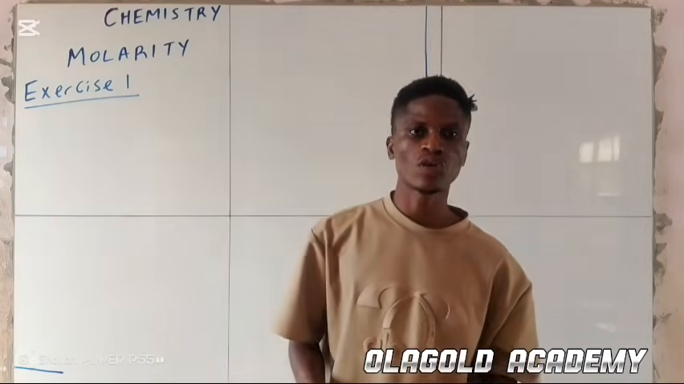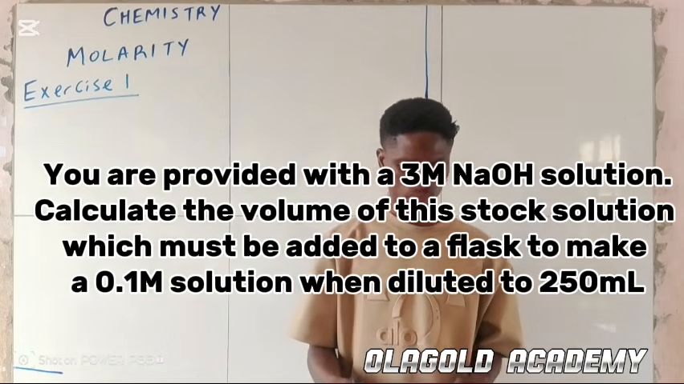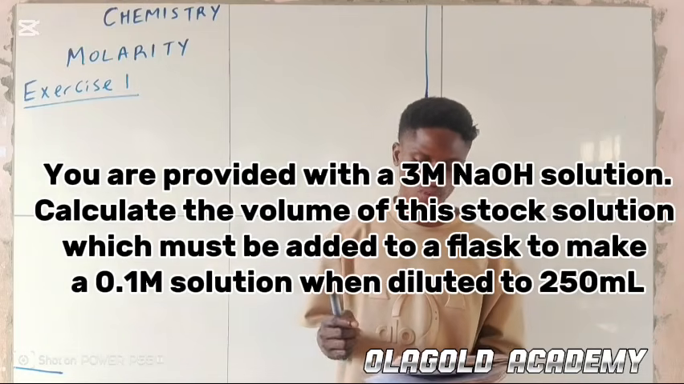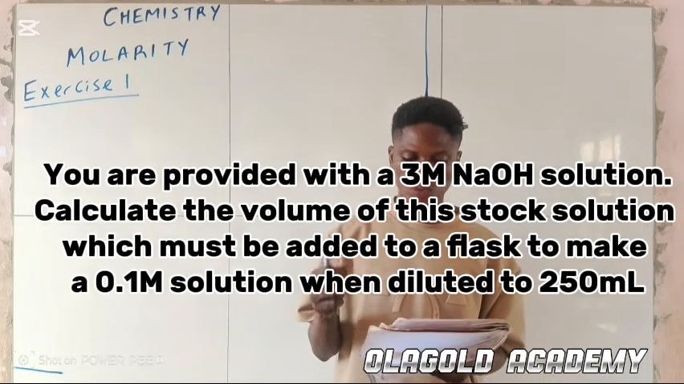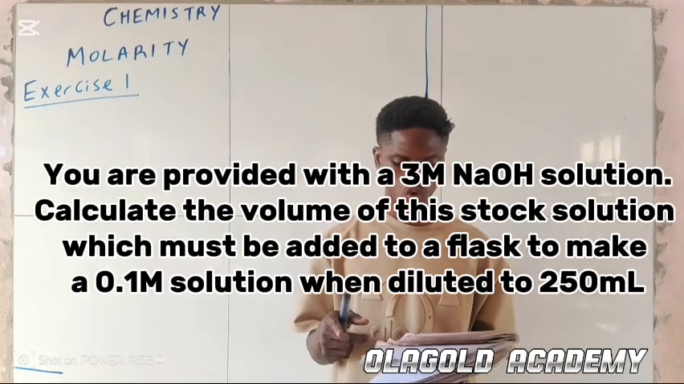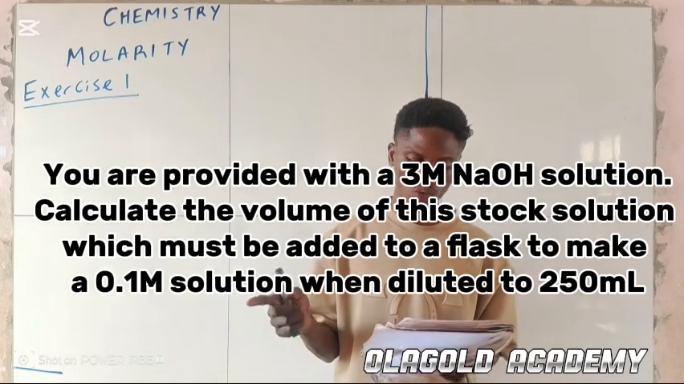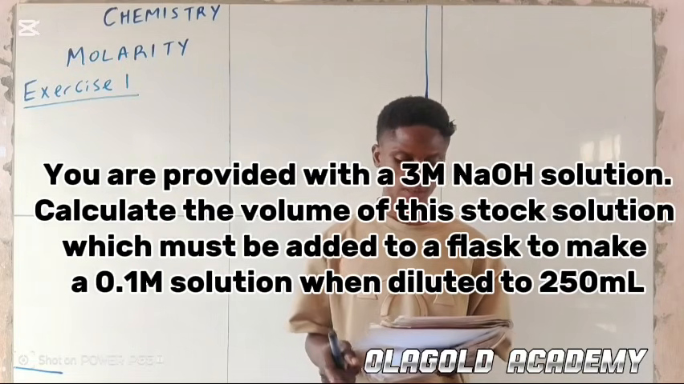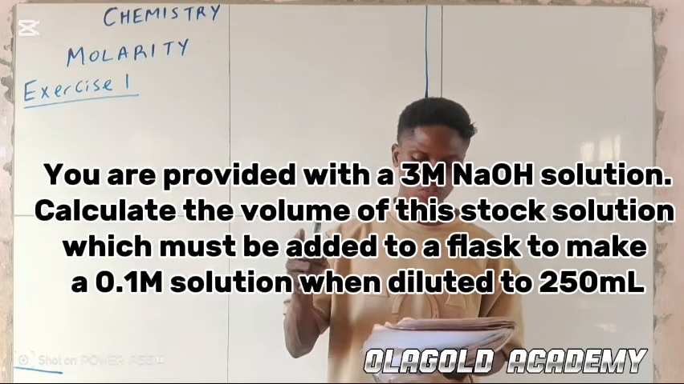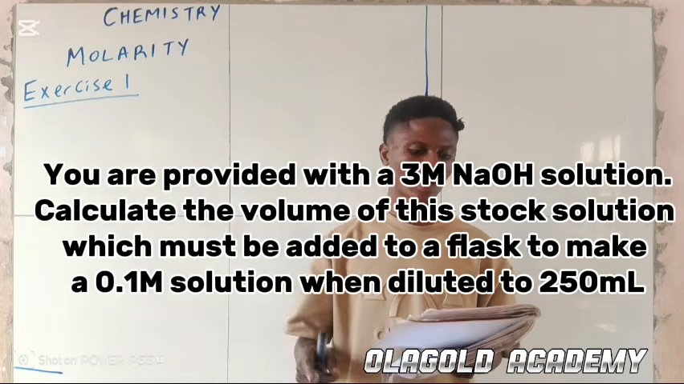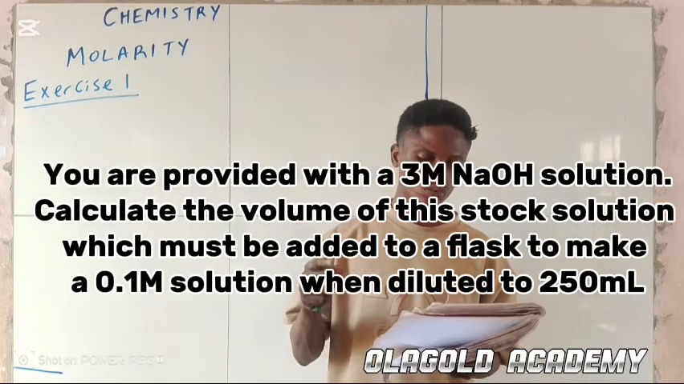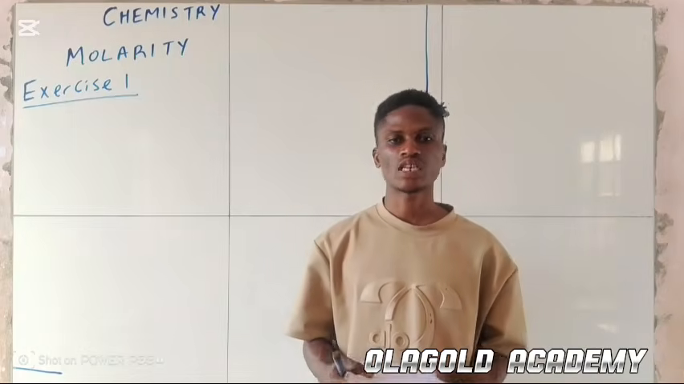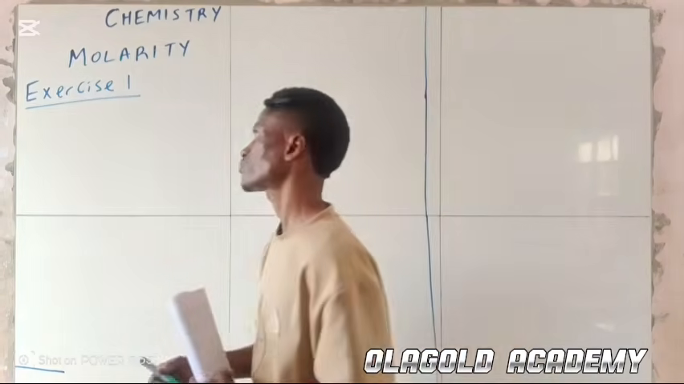Alright, question 1 says that you are provided with a 3 molar sodium hydroxide solution. Calculate the volume of this stock solution which must be added to a flask to make a 0.1 molar solution when diluted to 250 milliliters. So let's see how we can solve questions like that.